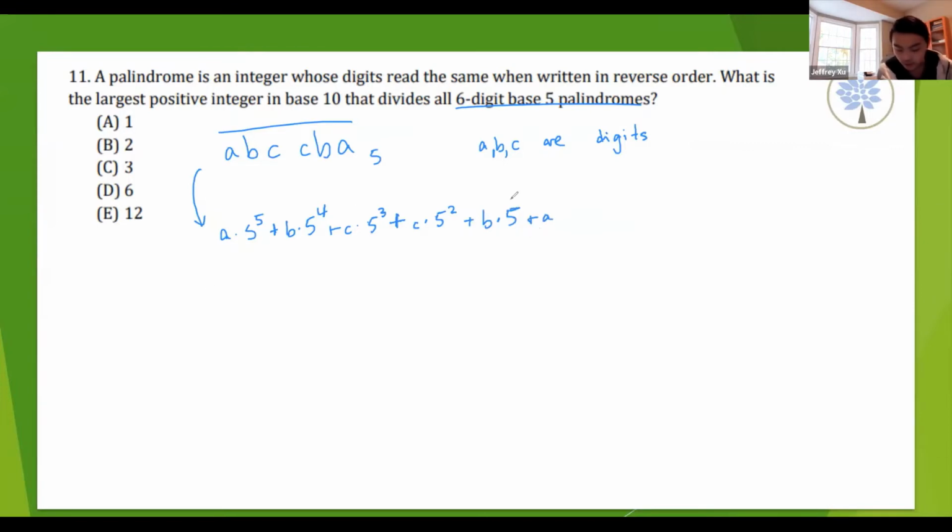And if we combine all like terms and simplify it, this becomes 3126A plus 630B plus 150C.